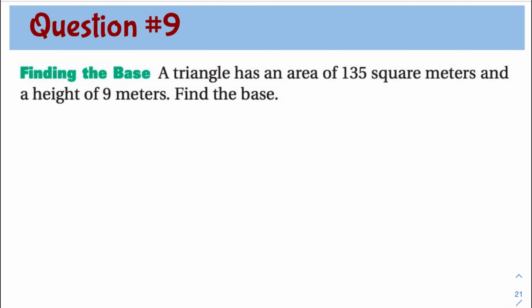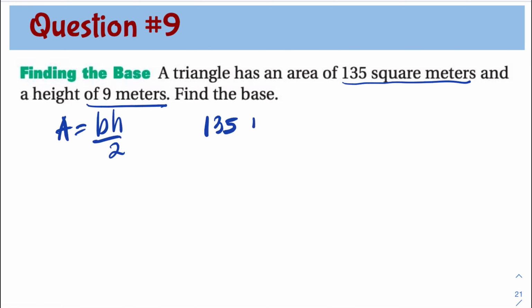Question number 9. A triangle has an area of 135 square meters. The height is 9 meters. Find the base. Area is equal to base times height over 2. So the equation is the area is 135. So we can replace A with 135 meters square. The base is missing and the height is 9 meters. Divide by 2.